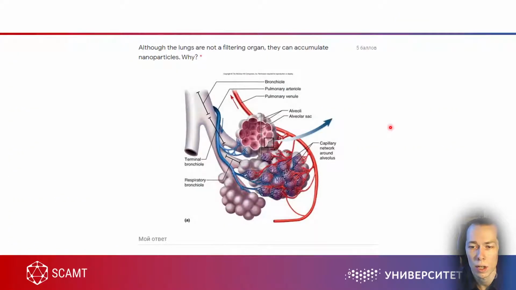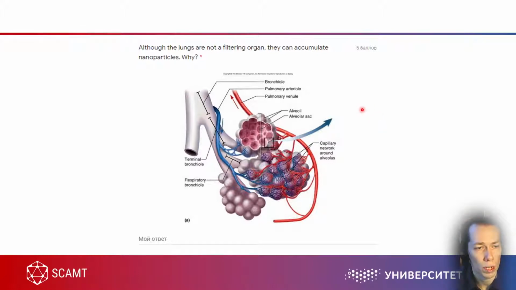And the last one is about lungs. Again, some of you probably do not understand what I talked about during the lecture: why the lung, being not a filtering organ, so not a part of the mononuclear phagocytic system, can still accumulate nanoparticles. The answer is because of the large blood exchange, a lot of capillaries, and a lot of interactions between blood, nanoparticles in blood and different kinds of cells. They can accumulate nanoparticles. Some of you answered correctly.